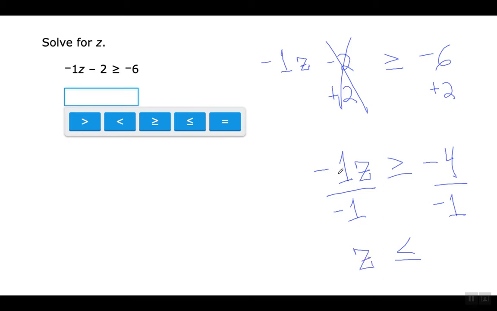So right here, negative 1 divided by negative 1 equals positive 1. And negative 4 divided by negative 1 equals positive 4, because a negative divided by a negative equals a positive, and 4 divided by 1 equals 4. And that's my answer.